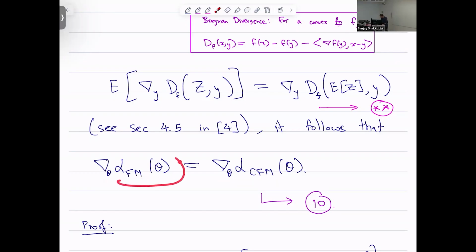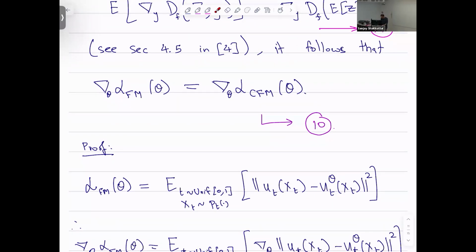Remember, this one was just x_t and time. That means there's a constant difference between them. They are the same up to a constant is what we're going to show.